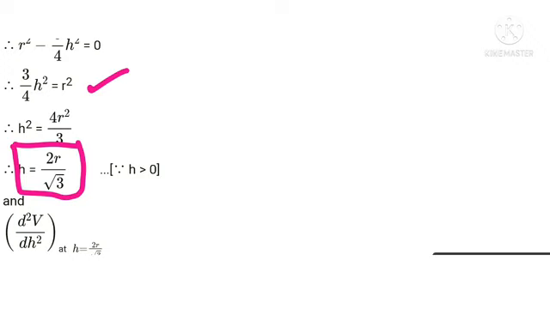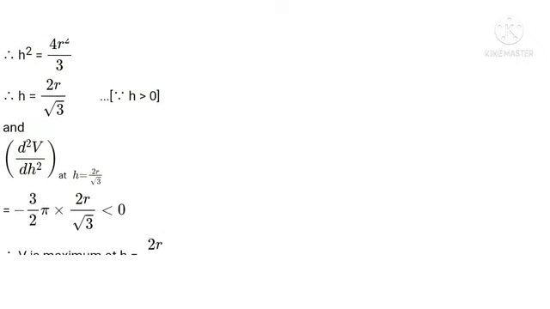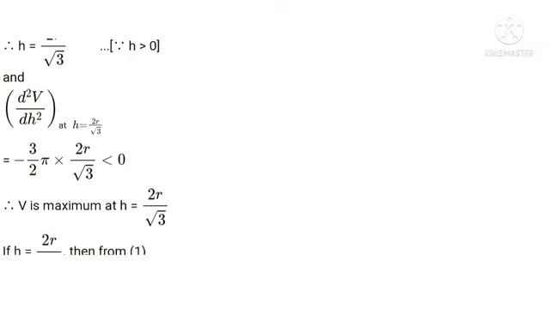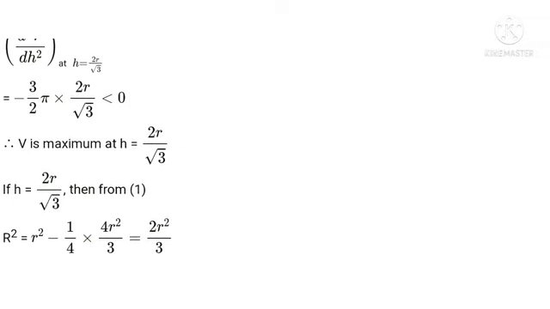Here h is greater than 0. So the second order derivative d2V by dh square at h is equal to 2r upon root 3, you find minus 3 by 2 pi into 2r upon root 3, which is less than 0, because here 2 gets cancelled and here root 3 remains, root 3 pi into r. It is less than 0, therefore V is maximum at h is equal to 2r upon root 3.